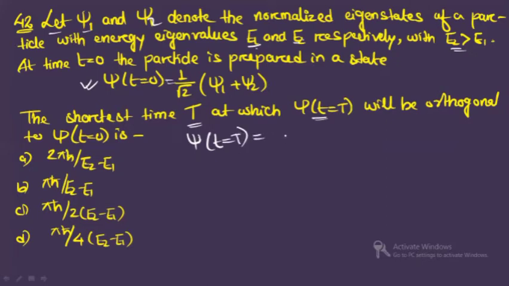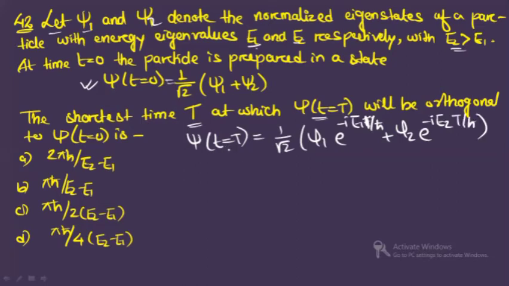So when you use the Schrodinger equation, you can write it as 1 by root 2 times psi1 e to the power minus i E1 T by h cut, plus psi2 e to the power minus i E2 capital T by h cut. This is psi at t equals capital T. Alright. Now you see in the question it is said that these two states are orthogonal. That means the inner product of psi 0 and psi capital T is equal to 0.